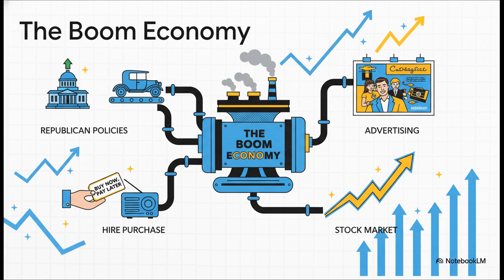You had mass production, something Henry Ford pioneered, which made things like cars affordable for ordinary people for the first time ever. This was then supercharged by new ideas like hire purchase, which is basically what we'd call buying on credit, and this massive new advertising industry that told everyone they needed to buy, buy, buy. It created a whole new consumer society where everyone felt like they could get rich on the stock market.